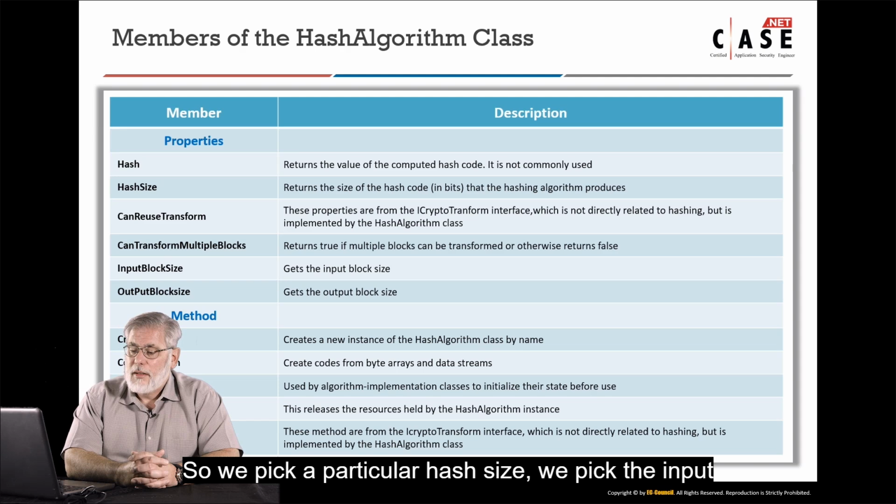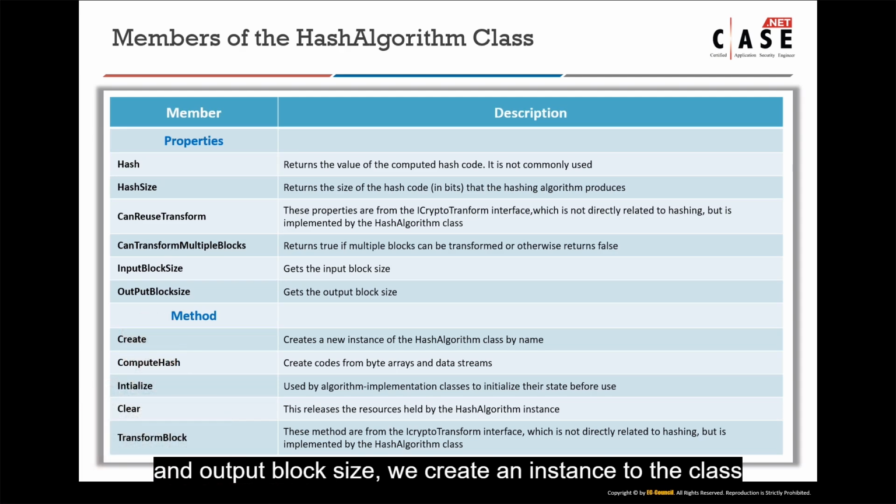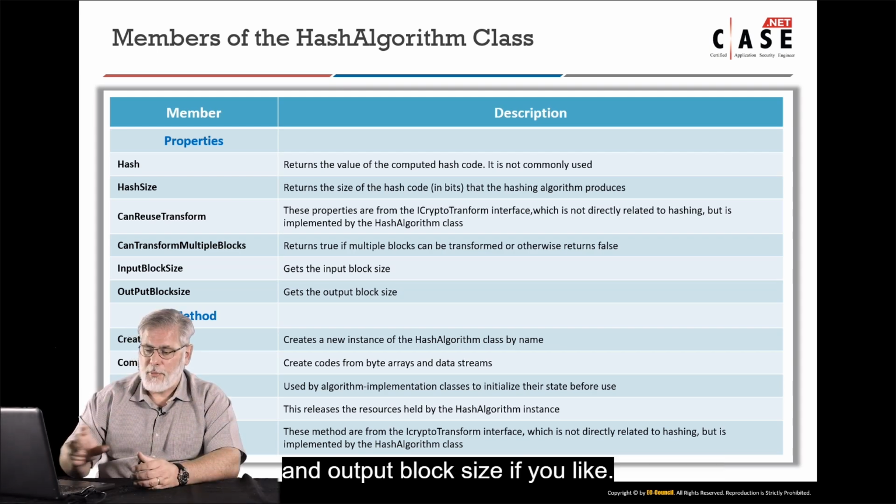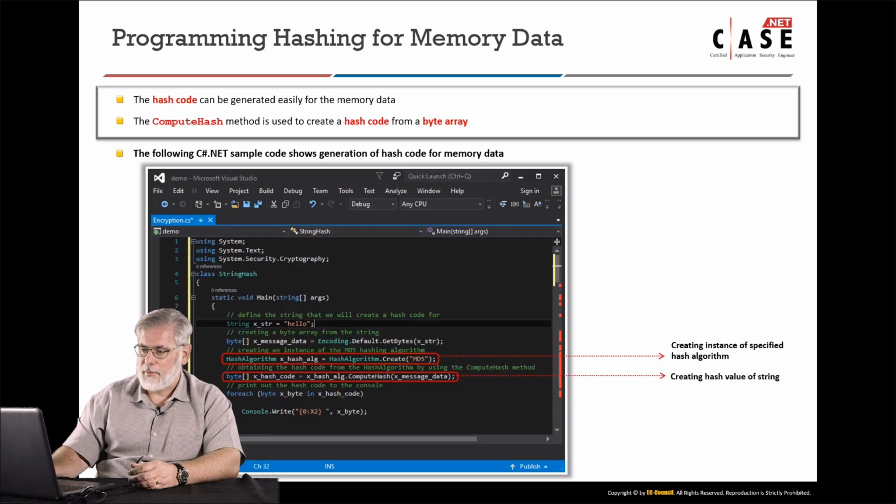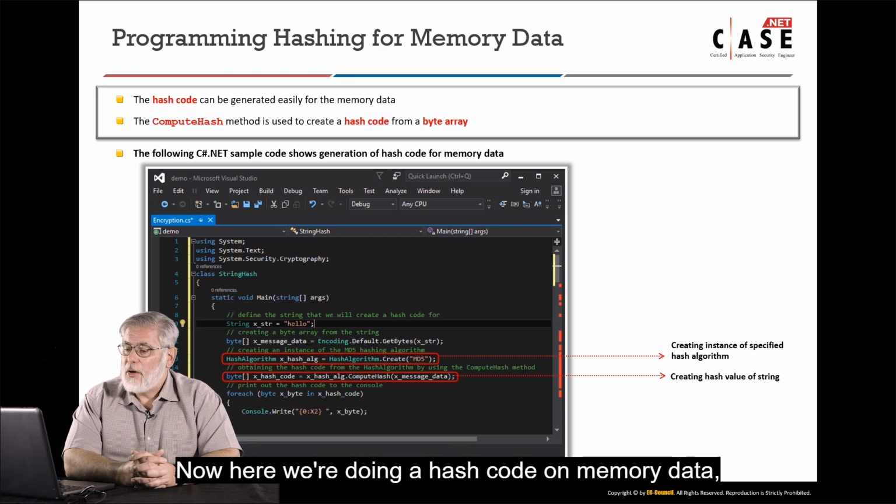So we pick a particular hash size, we pick the input and output block size, we create an instance of the class, and we compute a hash. You can use default values for all of these things like input and output block size if you like. Now here, we're doing a hash code on memory data.